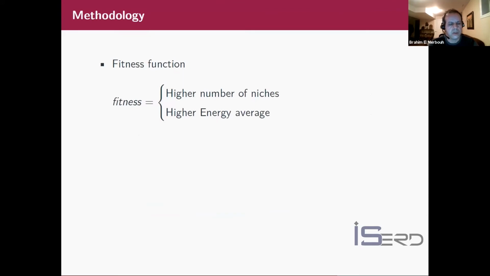So about the fitness function, we have used the fitness function as follows. To decide which algorithm is better, the one that has a higher number of niches wins, and in case of equality, especially in the replacement phase, we use a second criterion, which is higher energy average. So the higher number of niches indicates that the algorithm is capable of locating more unstable conformations of the molecule, which makes it more efficient in this special case of PES calculation.